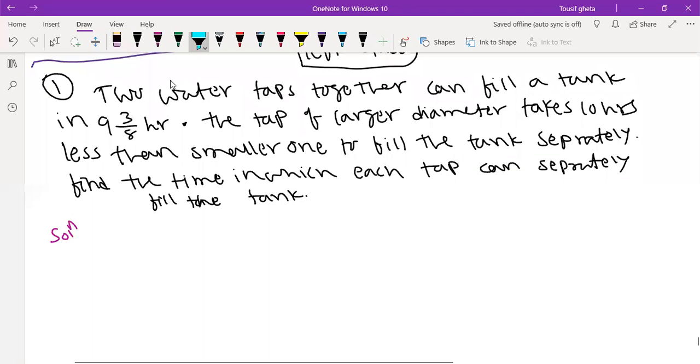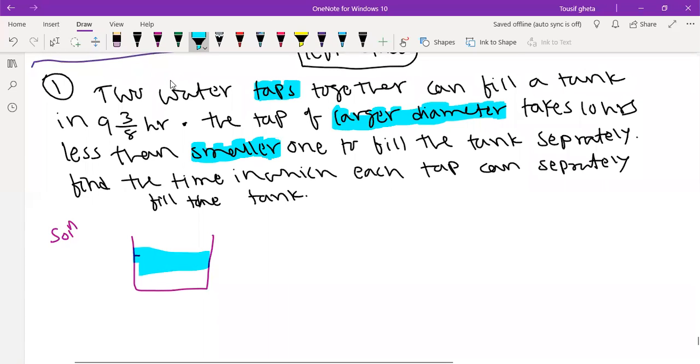See, you have two water taps. One tap is of larger diameter and another tap is of smaller diameter. Okay, everyone. Like, I will tell you a story. One tank is there. This tank is to be filled with water by using two water taps. One tap is larger diameter. Another tap is smaller diameter.